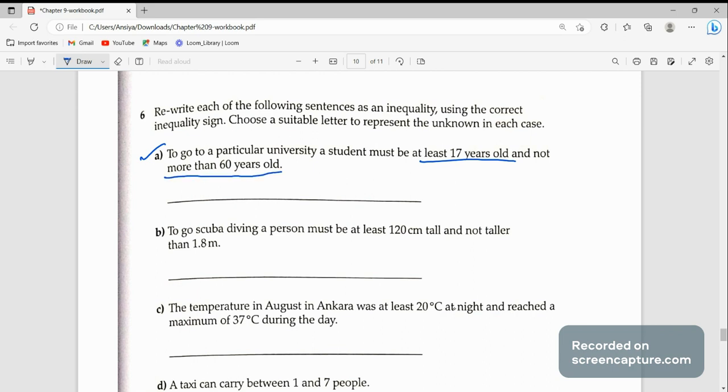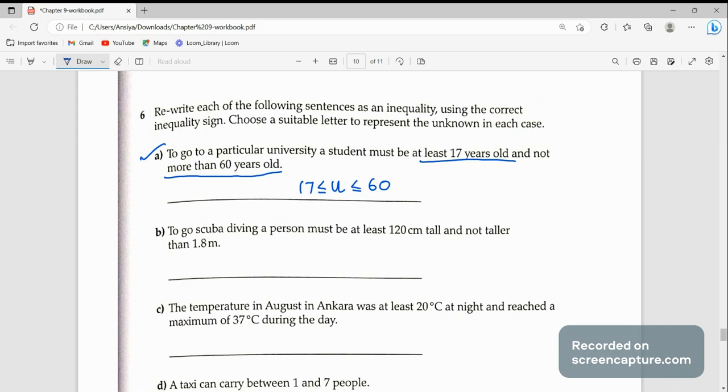See, you have to go to university for higher studies. You have an age limit. Either you should be at least 17 years. So you can be 17 years, you can be 18 years, 19 years and more. Or not more than 60 years. Write this as an inequality. As it's the case of university, I am giving the letter U. You can give any letter. So I will say 17 less than or equal to U less than or equal to 60.